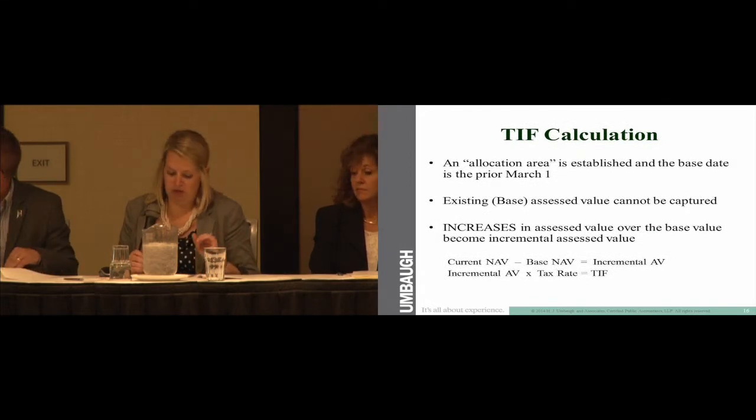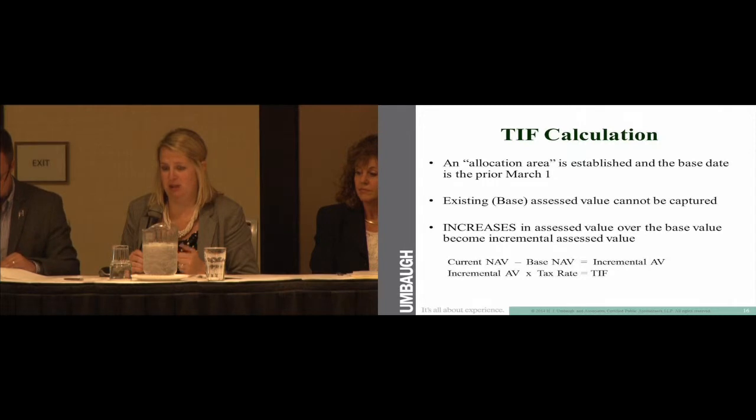The TIF is calculated, and an allocation area is established with a base date. That base date is as of the prior March 1. The existing assessed value within the TIF area boundaries becomes the base value. Any increases above that base value is the incremental assessed value. That is then taken times the tax rate divided by 100, and that gives you the TIF revenue that would be generated within that area.